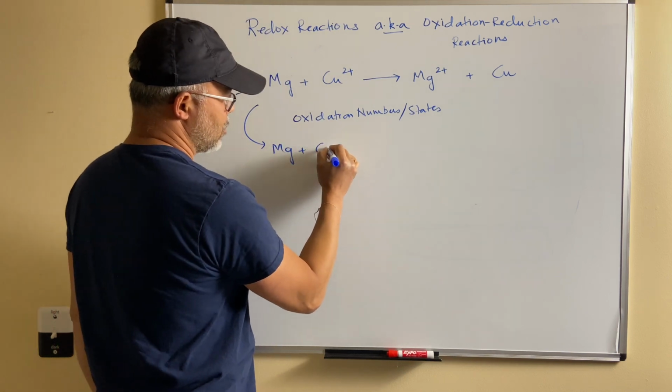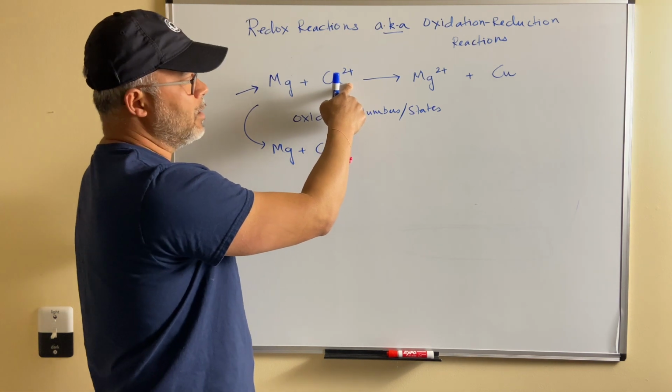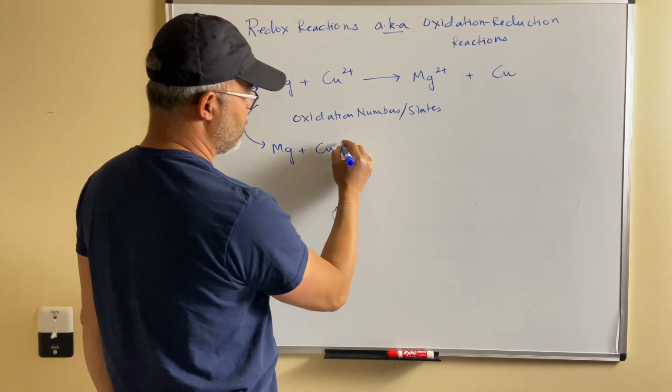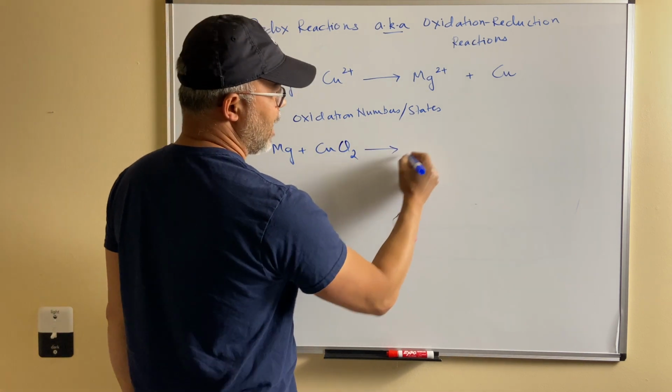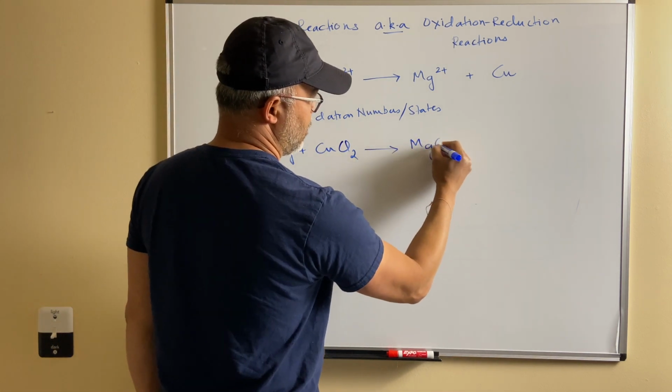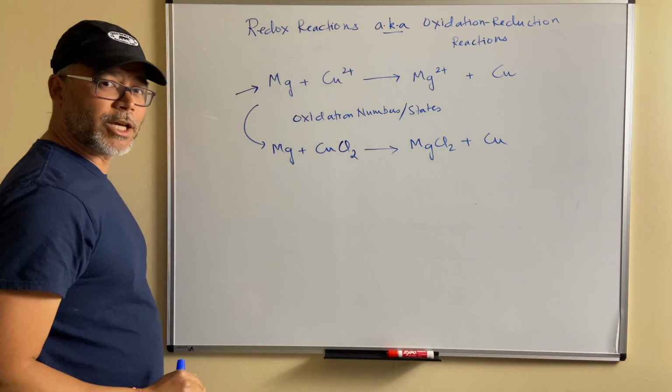Magnesium. So we need an anion to balance the copper 2 plus. So that would be 2 Cl minuses. So that would be CuCl2. And then out here, this would be MgCl2 plus Cu. So that would be what the reaction would look like.